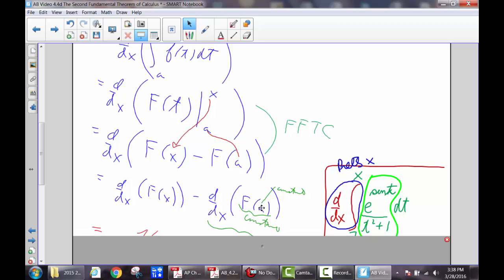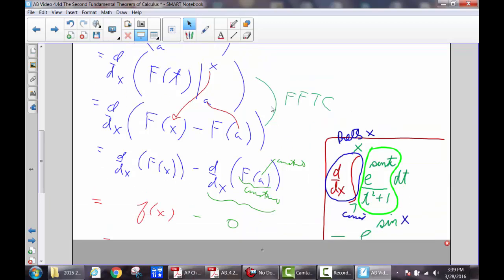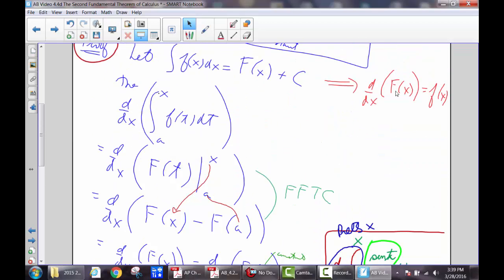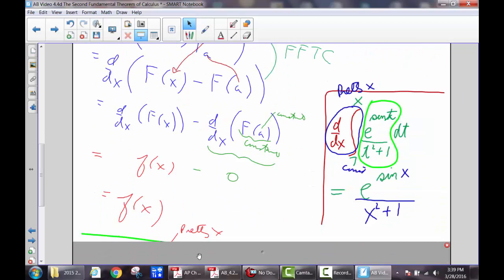Then I'm going to take the derivative of the first one minus the derivative of the second one. Keep in mind, since a is a constant, when I replace x by a constant in big F of x, I get a constant. So the derivative of this constant is 0, and I'm left with d dx of big F of x. But d dx of big F of x is little f of x. And therefore, I get f of x.